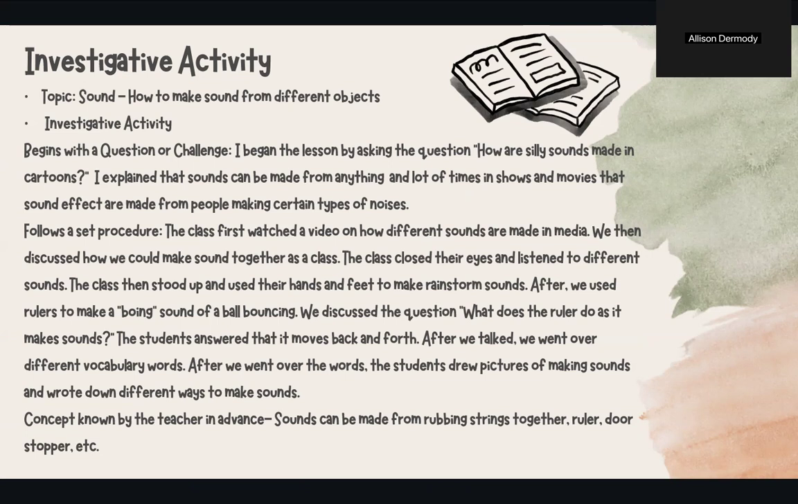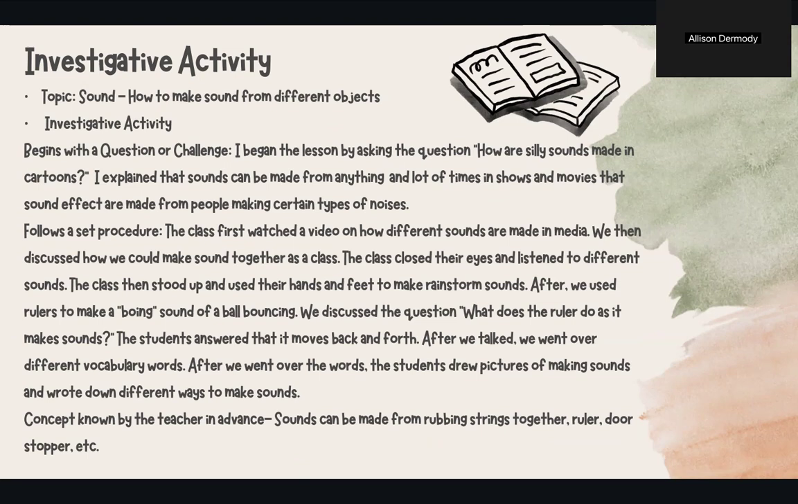One of the first things we did was make a thunderstorm by standing up, clapping, and stomping, using our hands and feet to make a thunderstorm out of those sounds. After that, we put a ruler on the desk and moved it so it made a boing sound like a ball bouncing. We discussed the question, what does the ruler do as it makes sounds? The students were very energetic and happy to do this lesson. They loved how interactive it was.